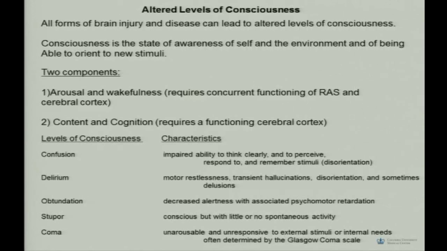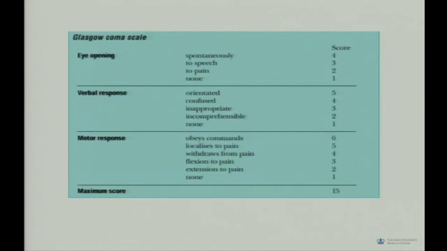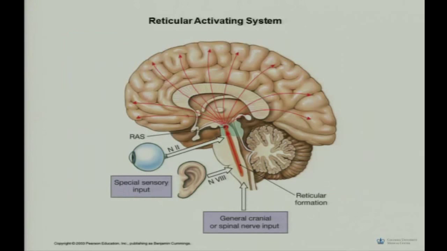Okay? Then we're hitting stupor, where they're conscious, but they don't have a lot of spontaneous activity. Okay? Meaning that they can be brought back when stimulated, but there's no spontaneous activity. And then coma is unarousable, unresponsive to external stimulation or internal needs. Okay? And we have the Glasgow Coma Scale to assess levels of coma.